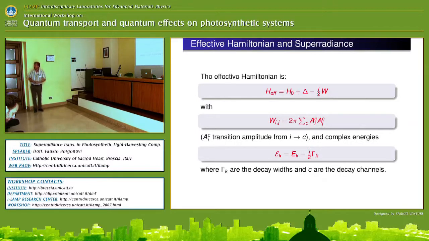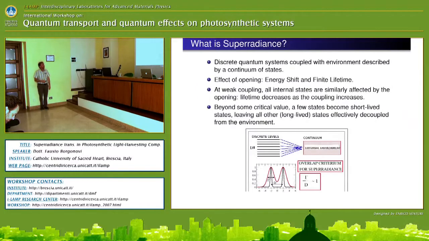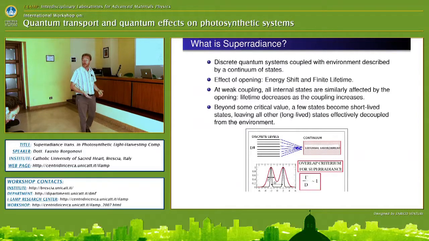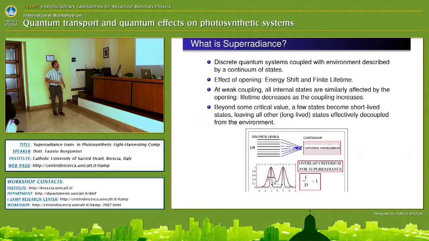Of course, if you diagonalize this kind of Hamiltonian, you have some complex energies. And the complex energies have real and imaginary parts. And the imaginary parts represent the amplitude of the decay to this channel. Okay? And inside this kind of problem of open quantum systems, of course, we are talking about superradiance. Superradiance is also in my title, but now I would like to explain what we mean by superradiance in this context. The effect of opening can be summarized very briefly as some energy shift of the levels and some finite lifetimes of the levels. So you have a width, so you have some probability to decay.